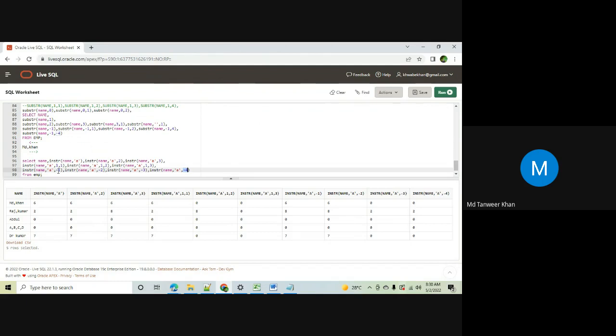So if I have mentioned minus, I am telling you to start from the end. Suppose I have written in the string name, a comma minus 3, so I'm telling you to start from the end. Now, if you start from the end and I'm asking you to find the 0th position, you find the A. A is coming here at the 0th position. Why? Because if you're starting from minus 3, this is minus 1, minus 2, minus 3.